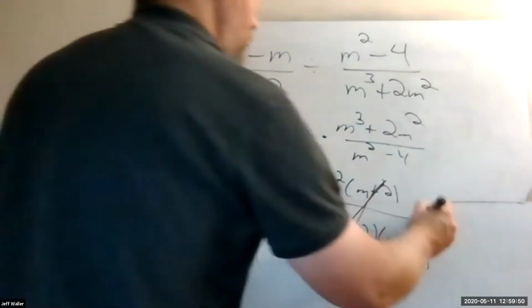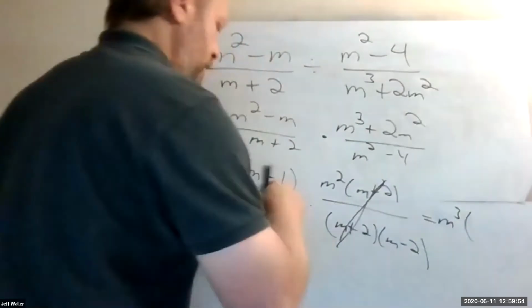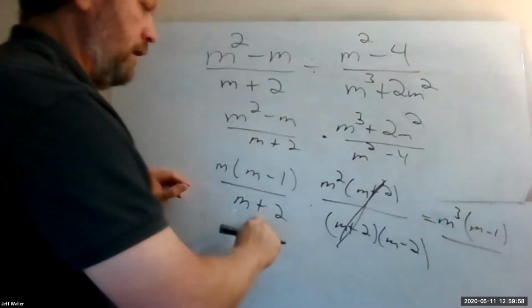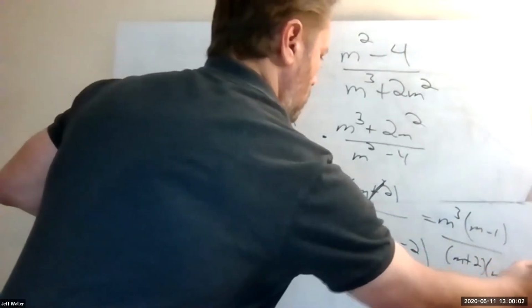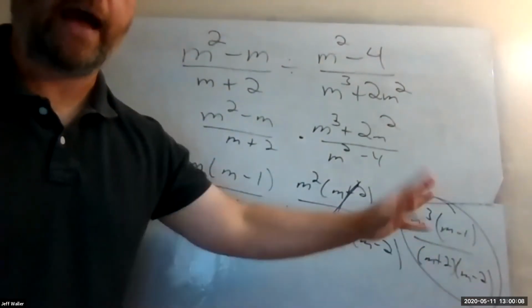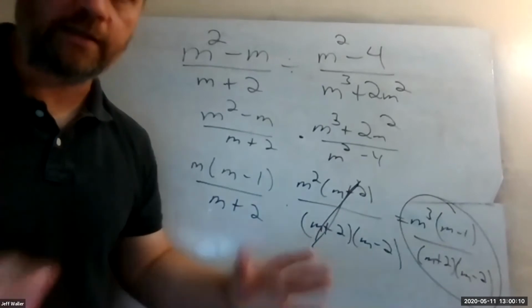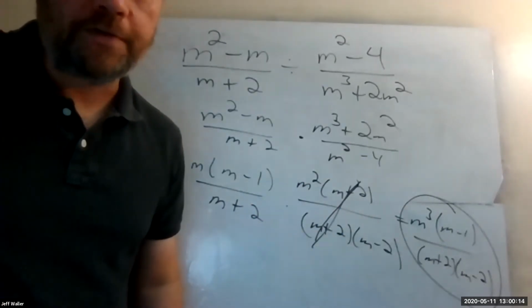So then what would the answer be? It would be m cubed times m minus 1, you're going to collect all the survivors now, over m plus 2 times m minus 2. And please, there's no reason to multiply stuff out in your answer. You could just leave it factored so you can really see that nothing is left to die. Nothing else wants to die.